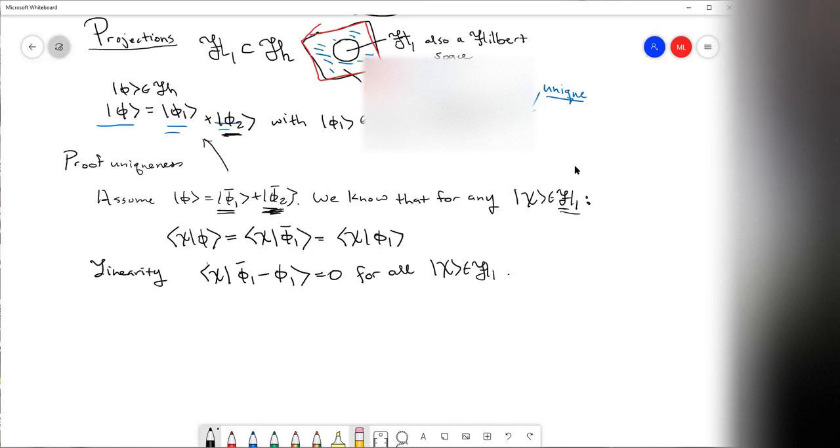And if that's the case, then the only possibility is that this thing is just the null vector. So we conclude from that phi 1 bar is equal to phi 1. And of course, you can do that for the other component. You can look at any chi that's in H2. So that's it. That's the proof of it. We just showed that if you had some other combination, then you can't have that, because what you really have is just the same combination again.